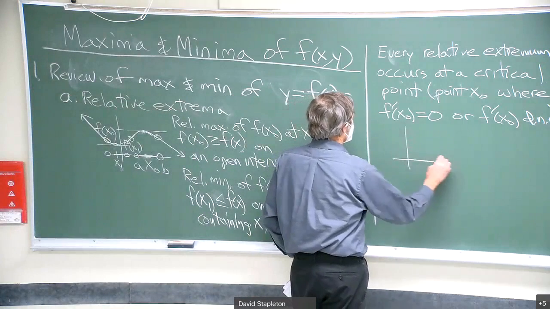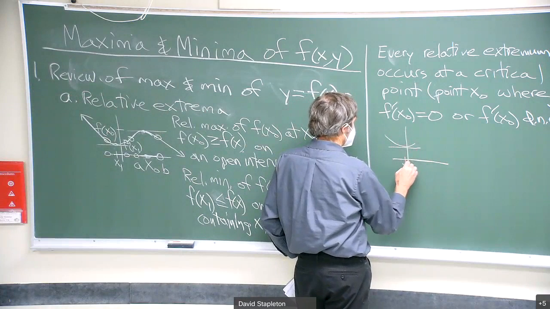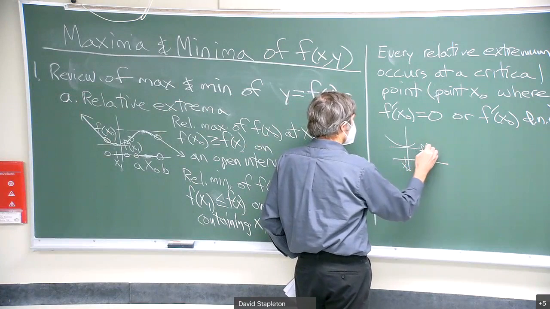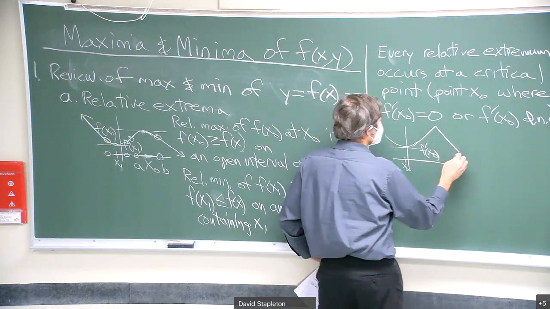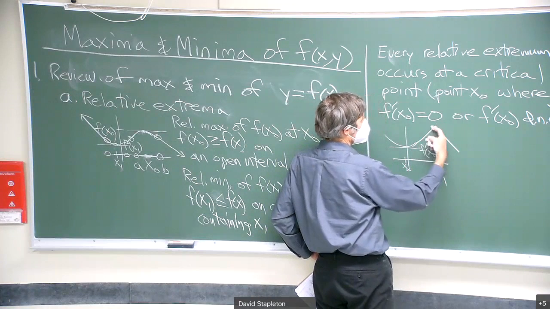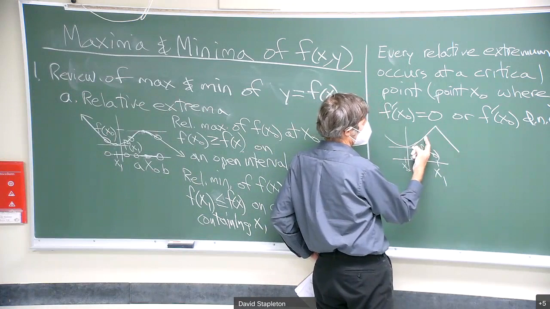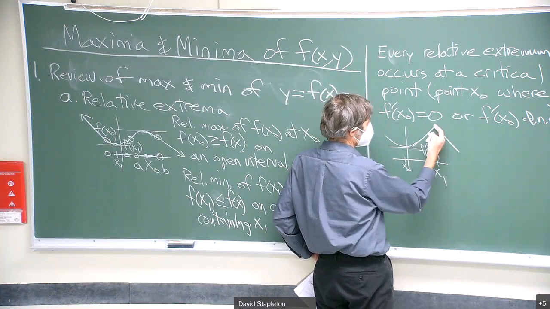And in general, if you draw another function, it might have some points like that where it's got a relative min or max, and the derivative is 0, or it might have points like a corner here, x1, where there's a relative maximum, and the derivative doesn't exist because the derivative from the left is one value, the derivative from the right is the other. Derivative doesn't exist at this point.